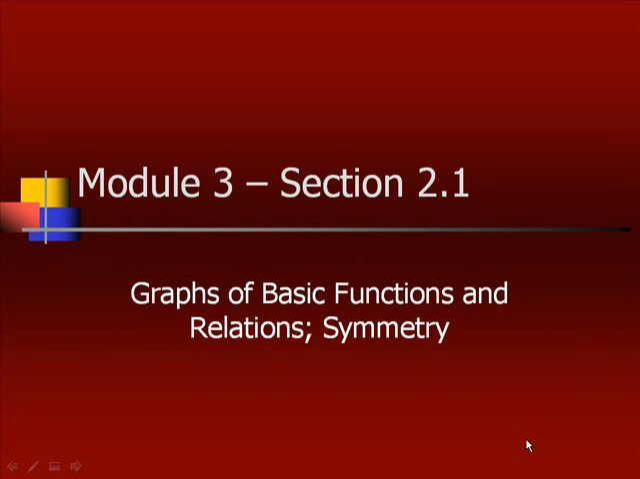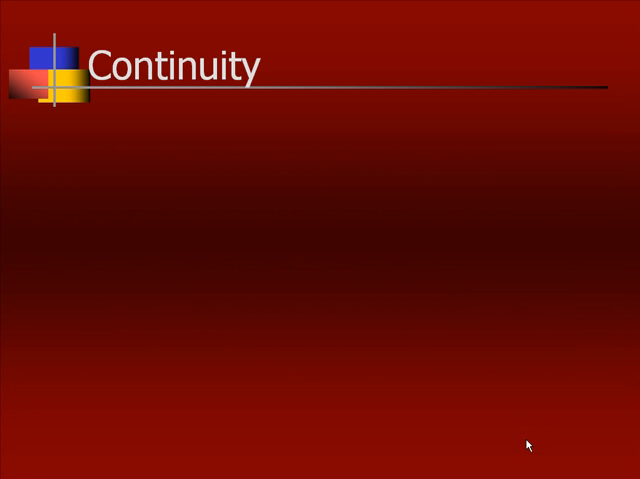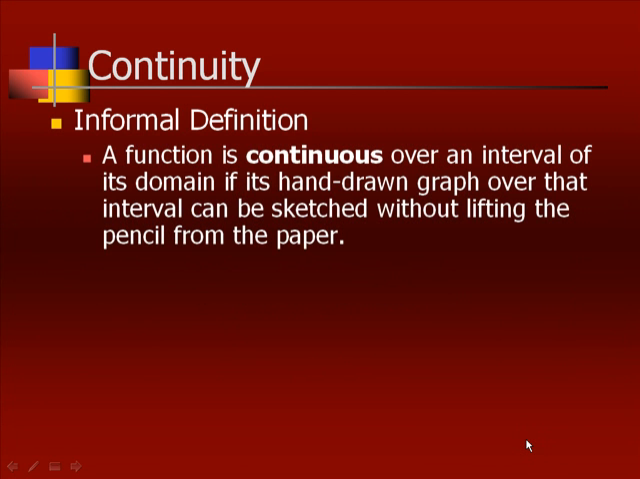Section 2.1. Now we're going to talk about graphs of basic functions and relations and symmetry. Continuity: an informal definition of continuity is a function is continuous over an interval of its domain if its hand-drawn graph over that interval can be sketched without lifting the pencil from the paper.